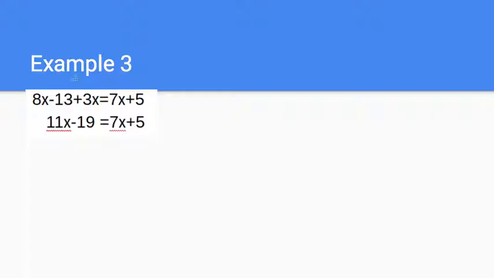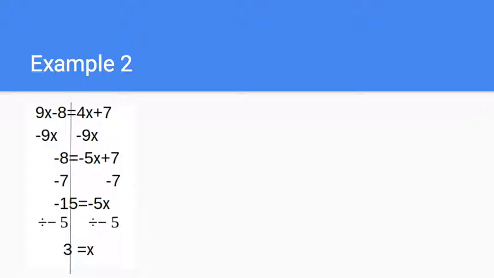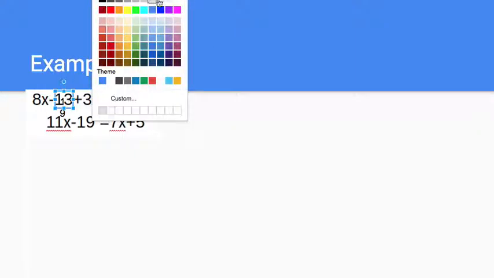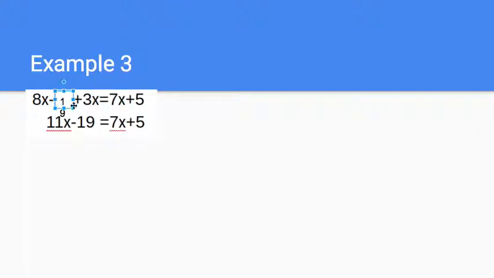Let me see if I can put that in the text box. And we're going to fill the text box, make it white. There we go. Okay, so I edited it.